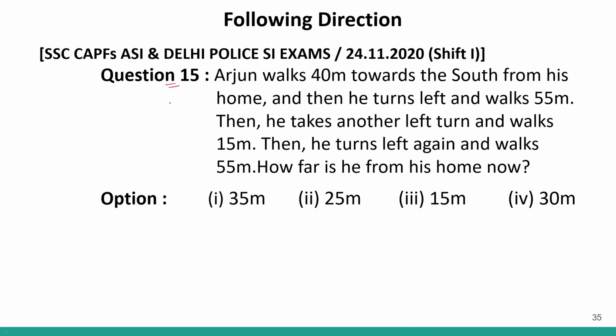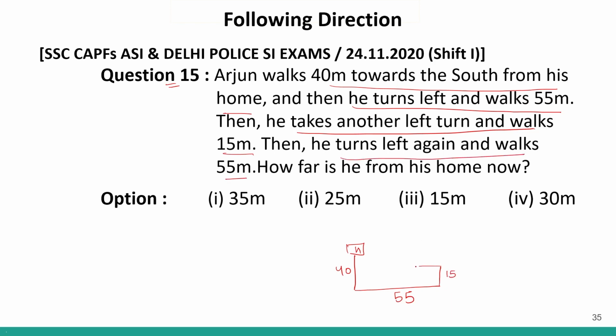Question number 15. Arjun walks 40 meters towards the south from his home. So let's say this is the home. He walks 40 meters towards the south. And then he turns left and walks 55 meters. So left will be this direction, 55 meters. Then he takes another left and walks 15 meters. So left, 15 meters. And then he takes left again and walks 55. So left again, he'll go back along this 55 meters. So this would be the final point. This will be the final point of Arjun.